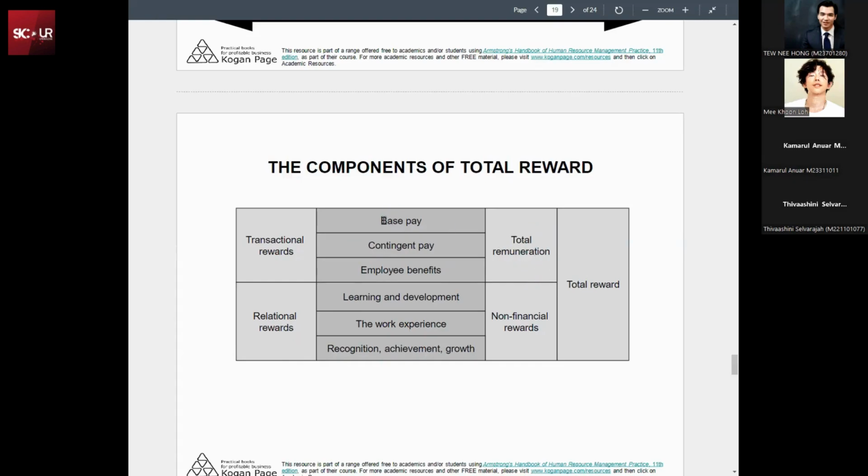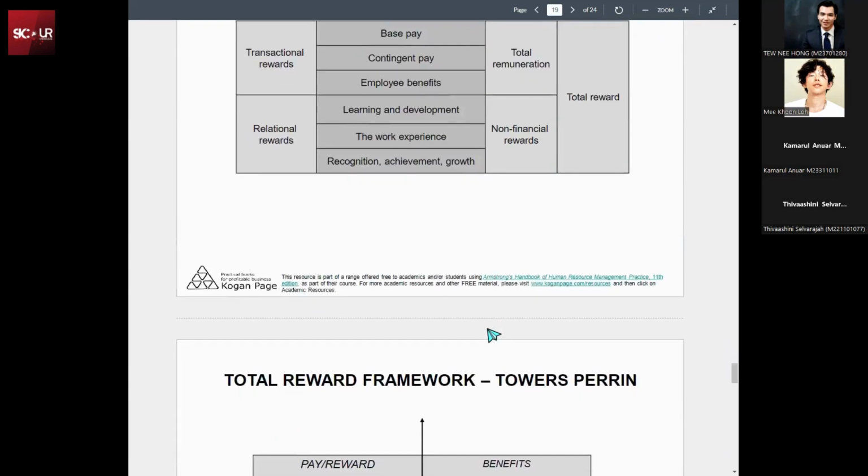This comes from the market survey that we do. Relational reward, which is learning and development, work experience, recognition, achievement, which is non-financial reward. So all of these you can train and retain employees.